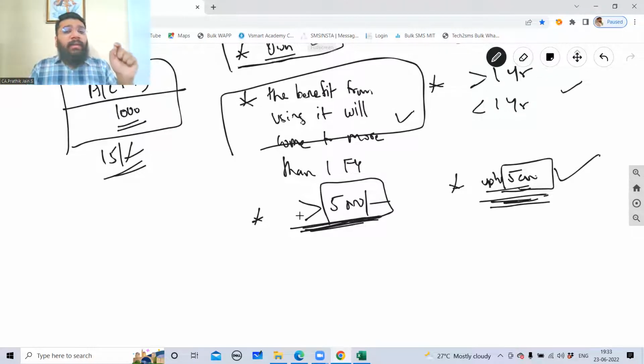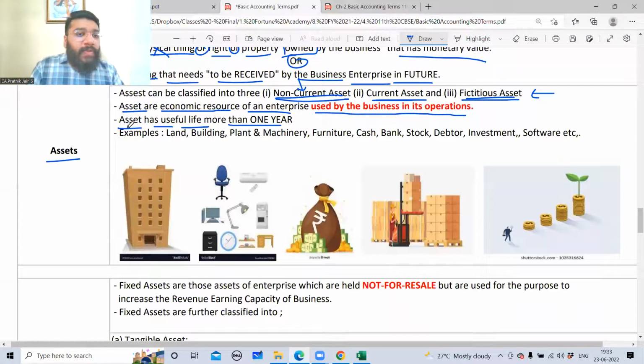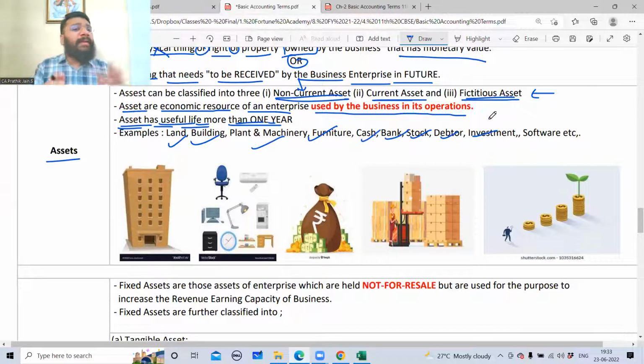An asset is something whose value should ideally be more than 5,000 rupees. If you are satisfied with these points, you can treat something as an asset. An asset has a useful life of more than 1 year. Land has infinite years. Building, depending on how old it is, can be 20, 40, or 50 years. Plant and machinery, furniture, cash, bank, stock, debtors, investment, all these are examples of assets.